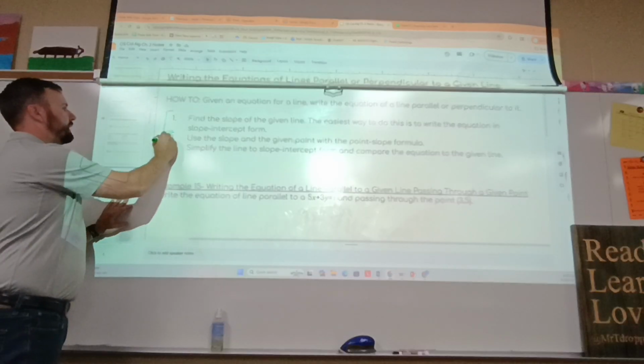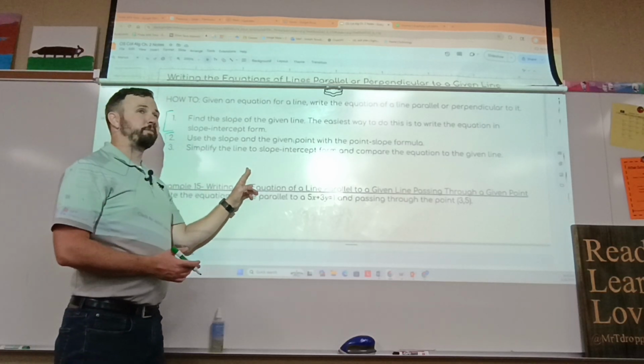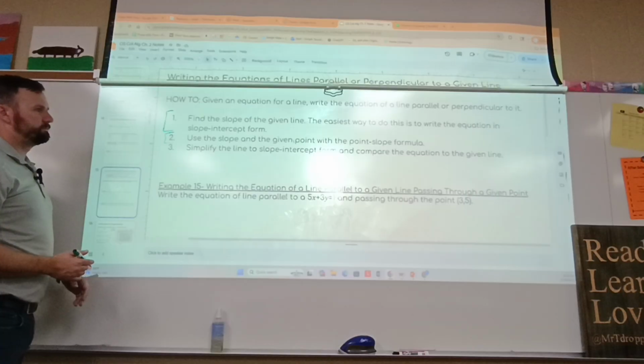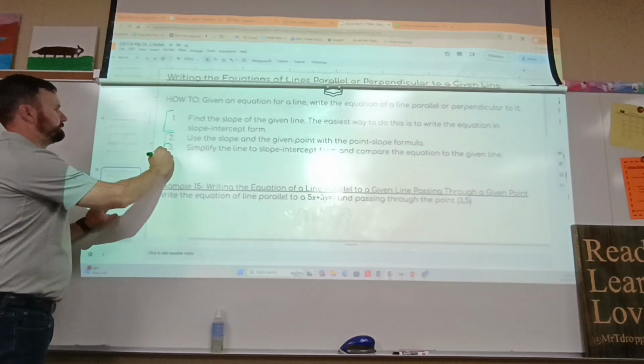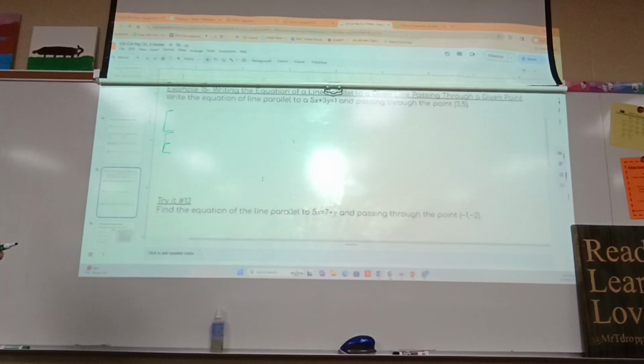We're going to use that slope and the point to do point-slope form, just like what we did, but we're just building on what we've been doing. And then we're going to simplify it and compare. Okay. Let's do it.